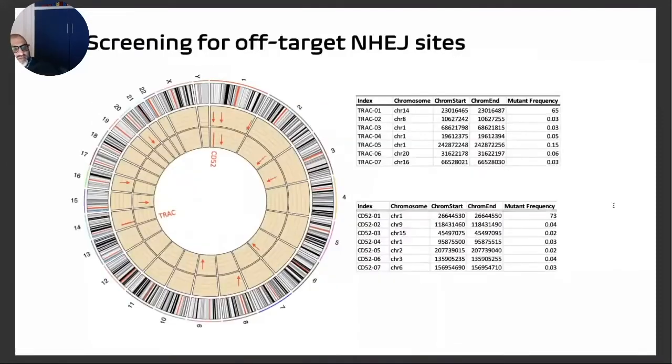And we can do more sophisticated analysis at predicted off-target sites and look at high-depth analysis, looking for off-target effects. And we've done that both for our TCR and CD52 sites. And for these particular targets, find only very low levels of editing effects. And that's been quite reassuring as well.